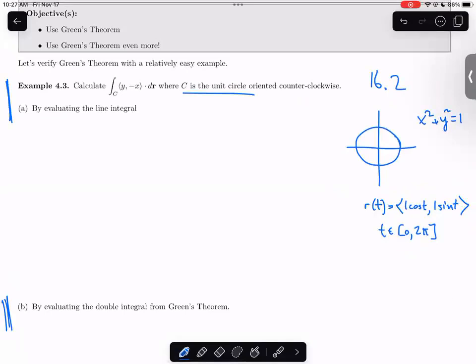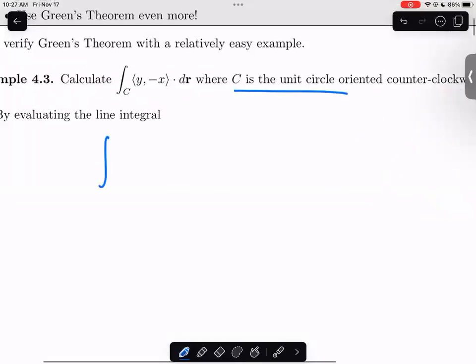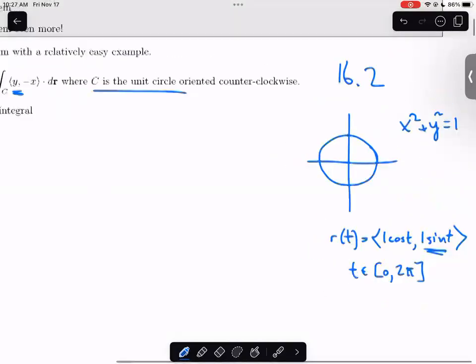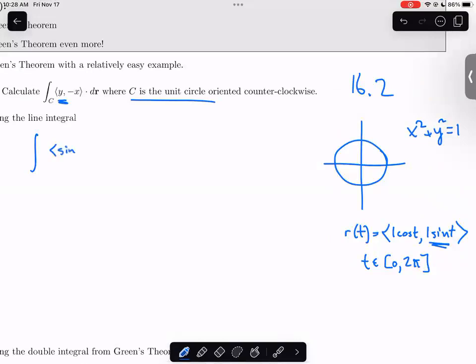All right, so I have my parameterization. With this, we can go ahead and start to plug some stuff into our line integral. For instance, we see that the y coordinate of my parameterization is going to be 1 sine t. I'll probably just write sine t. Negative x is going to be negative cosine of t. So again, just plugging in the x coordinate and the y coordinate of my parameterization. And then I need to dot product that with dr, and remember this dr is really the same thing as r prime of t dt. So that dr is notation, and what it means is r prime of t dt.